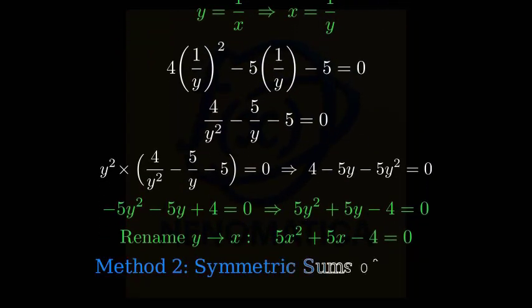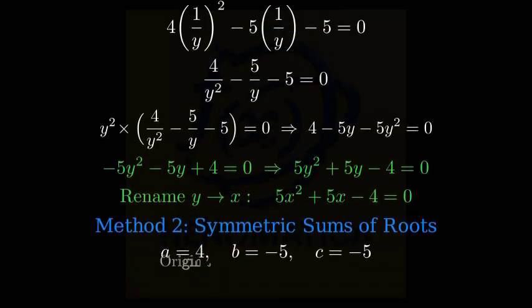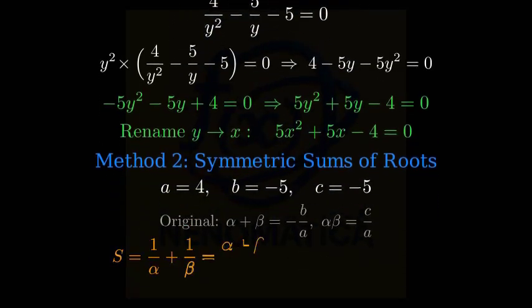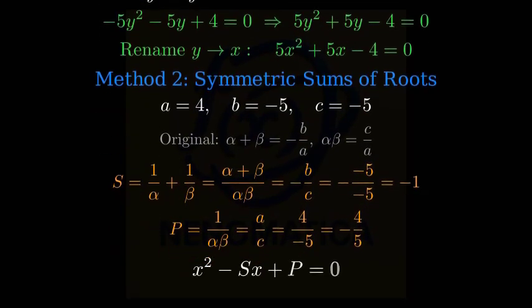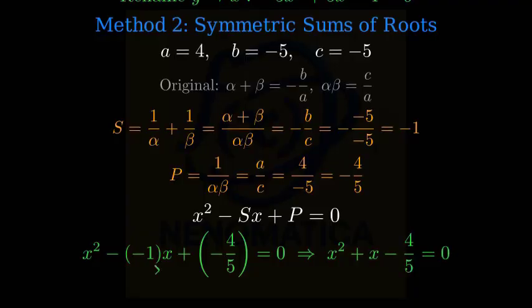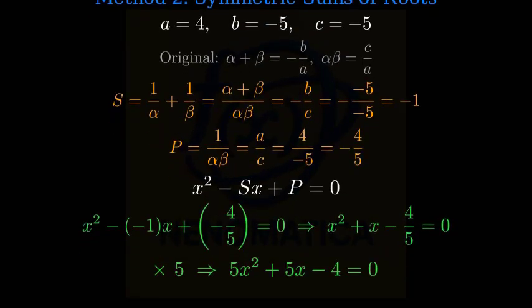Method 2. Use symmetric sums of roots. Take ax squared plus bx plus c equals 0 with roots alpha and beta. Alpha plus beta equals negative b over a, and alpha beta equals c over a. The new roots are 1 over alpha and 1 over beta. Their sum is negative b over c, and their product is a over c. Then form the new equation x squared minus sx plus p equals 0.